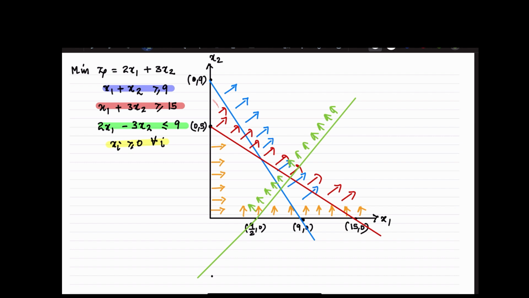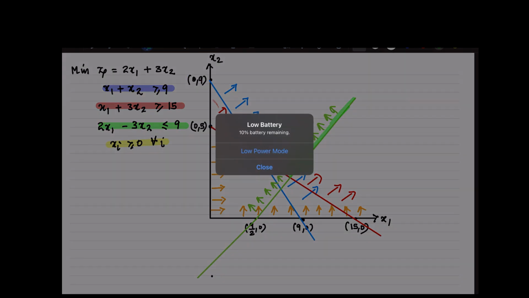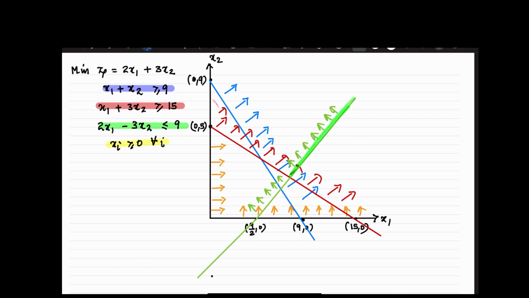So what is in fact the common region? The common region is this boundary, this boundary, this boundary, and this boundary. So in fact, this is an open-ended region because you do not have a closed region. So everything in this open-ended region is the feasible region. So this is the region.